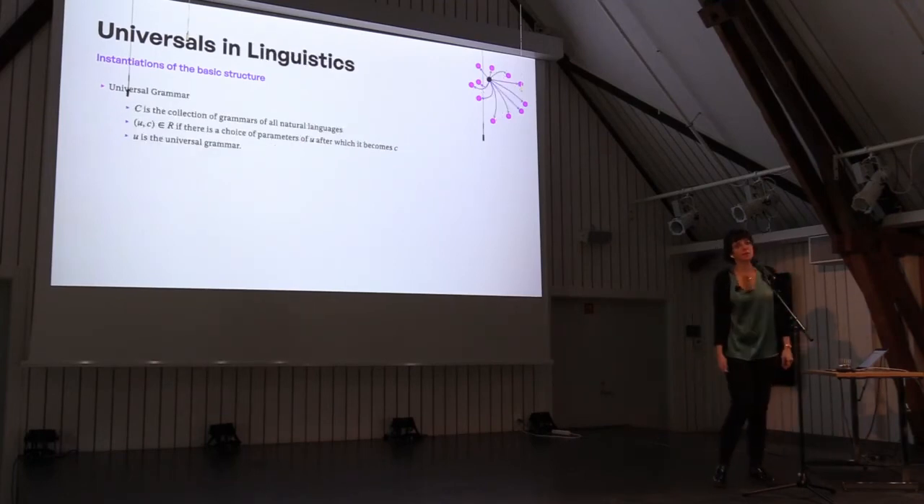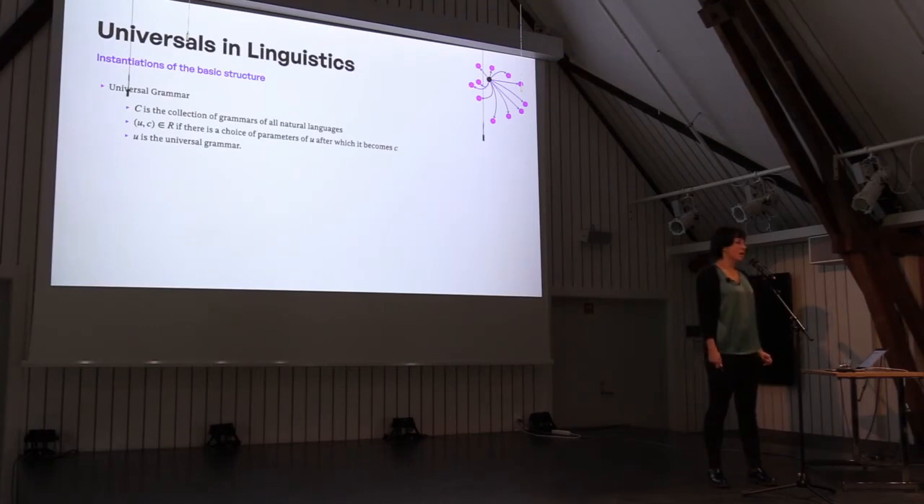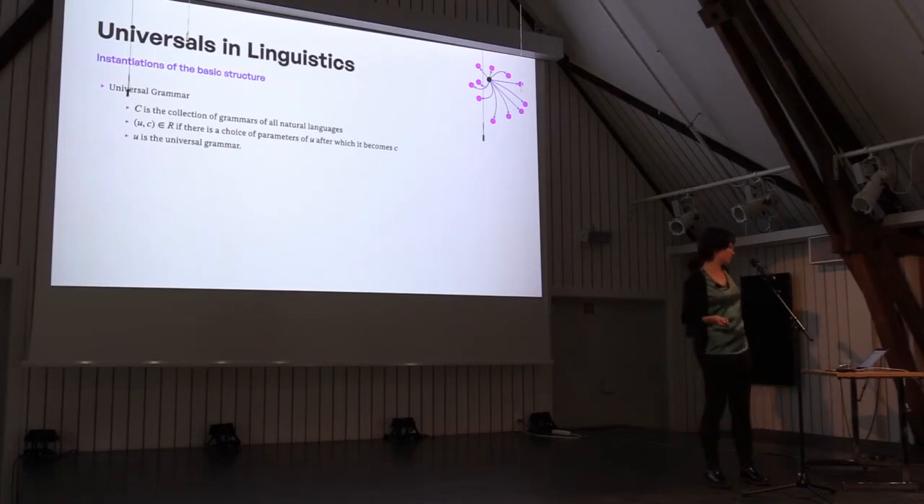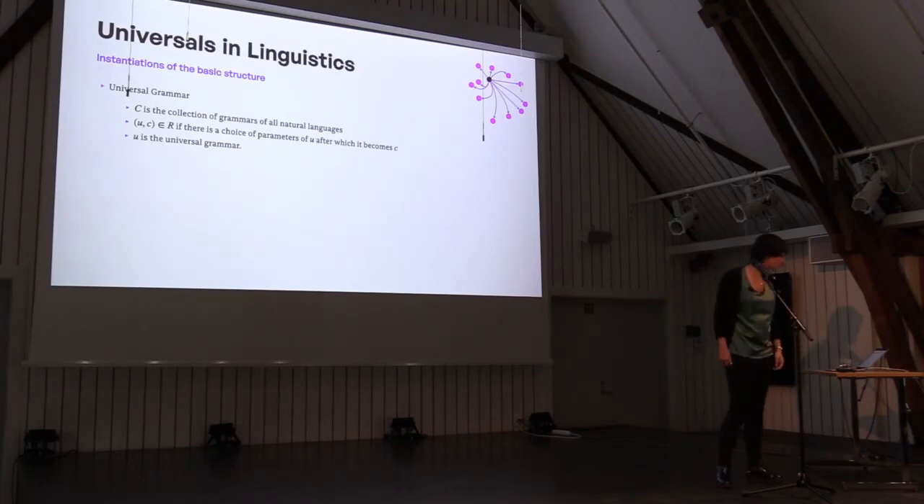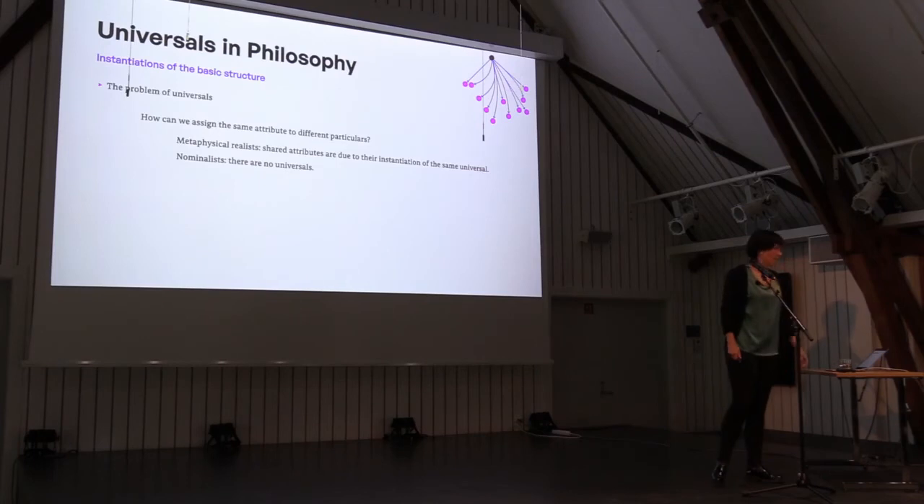Okay, that's a good example, the universal grammar. In this case, in the sense of Chomsky, C is a collection of grammars of natural languages. The relation expresses that there's a choice of parameters of U, after which it becomes C, and U is a universal grammar, which is actually a meta-grammar, not really a grammar itself. Okay, and now this is maybe one of my favorite examples.